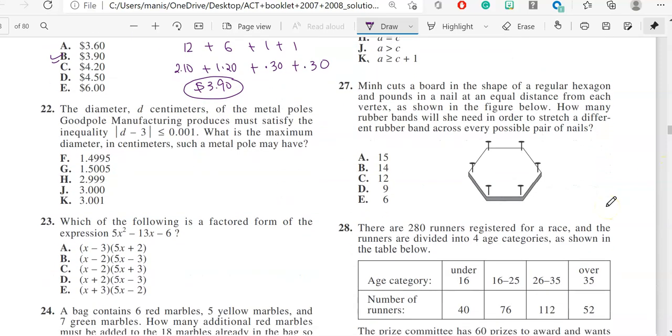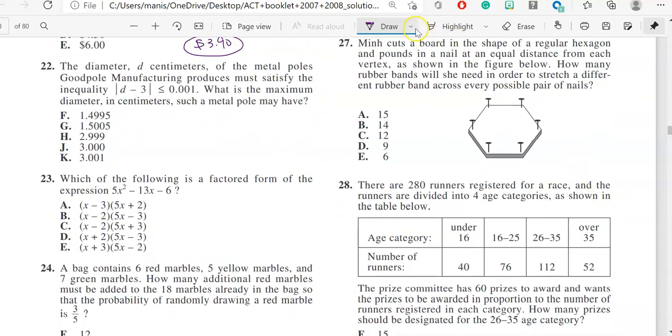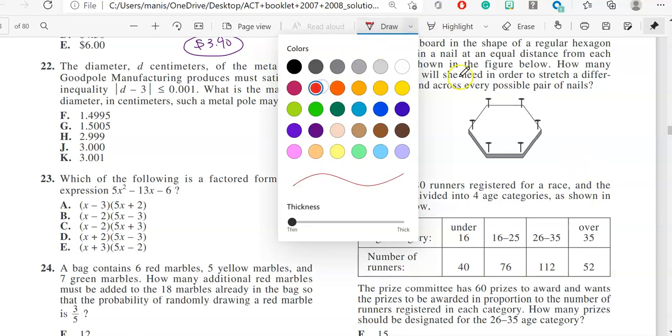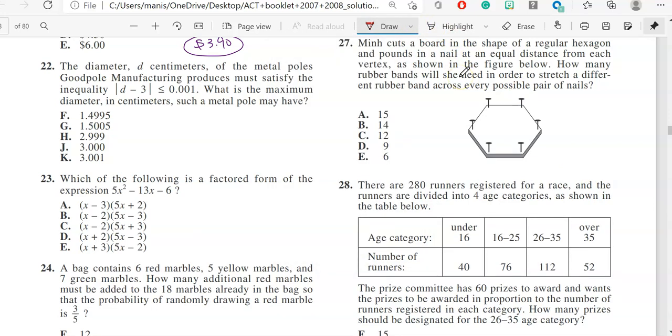Let's move to question number 22. Question number 22 says the diameter d centimeters of the metal poles Good Pole Manufacturing produces must satisfy the inequality absolute value of d minus 3 is less than or equal to 0.001. What is the maximum diameter in centimeters such a metal pole may have? So we have to find the value of d. This is an absolute value inequality. When I solve this, I will have one inequality like this and another inequality like this.